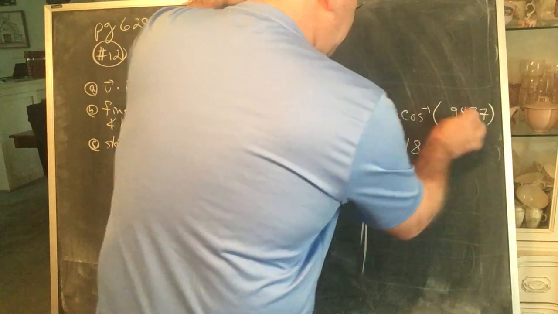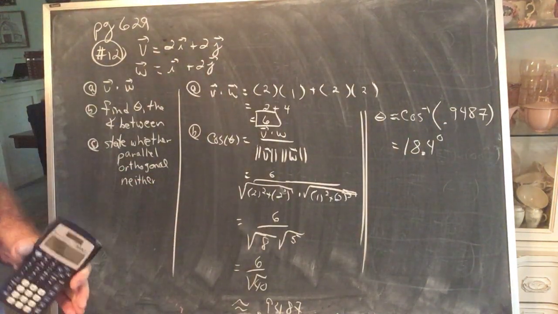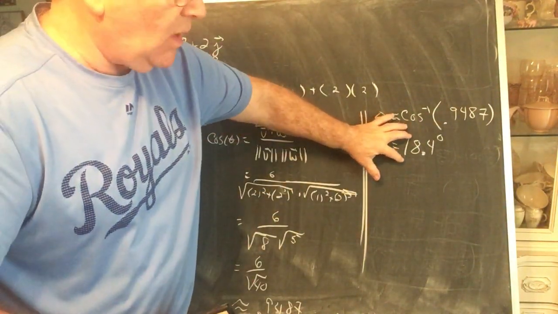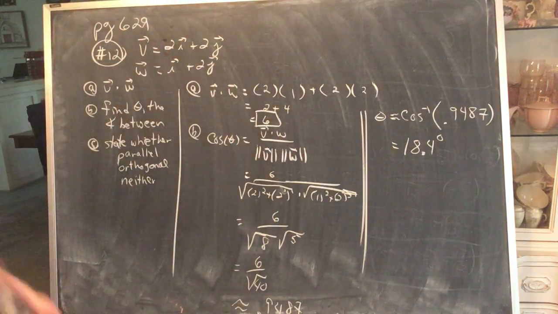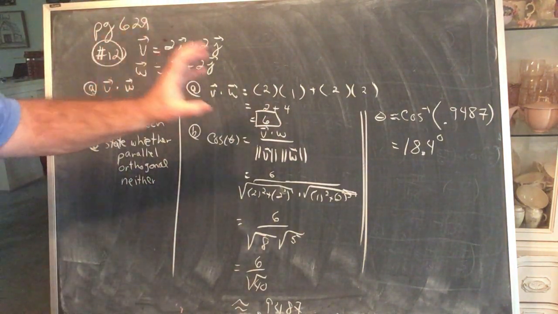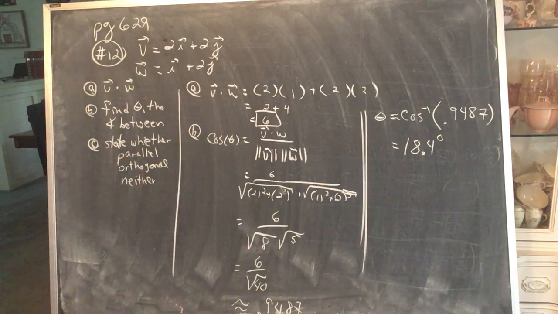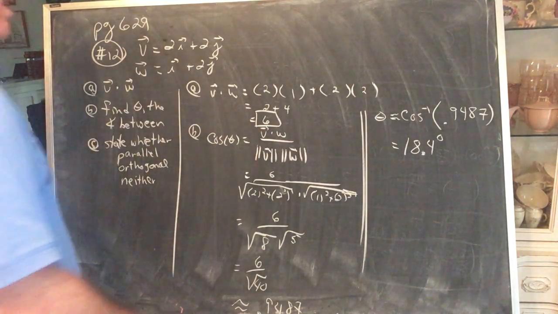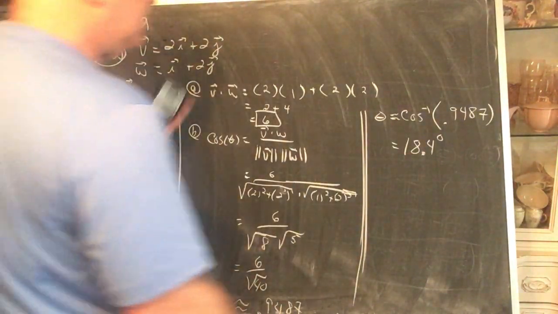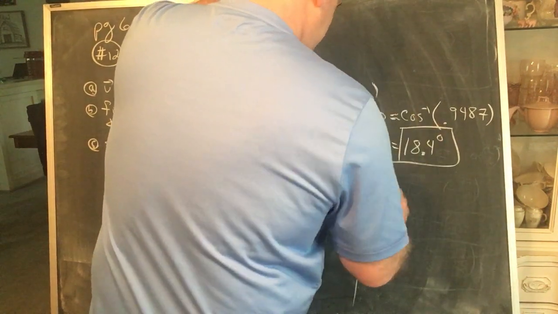If you have rounded in a different place than I have, then you might have 18.5, you might have 18.2. If you show me your work, I will not penalize you for rounding differently. So approximately 18.4 degrees is the angle between the two vectors.